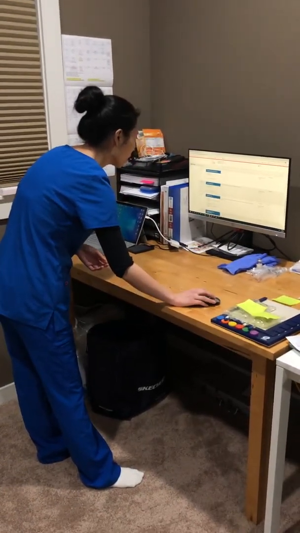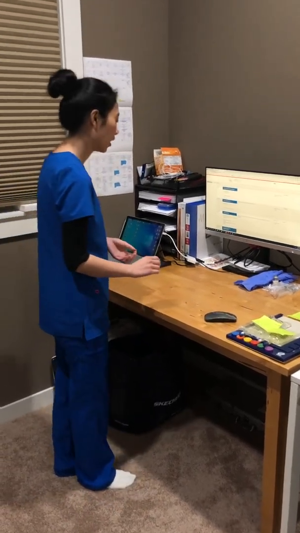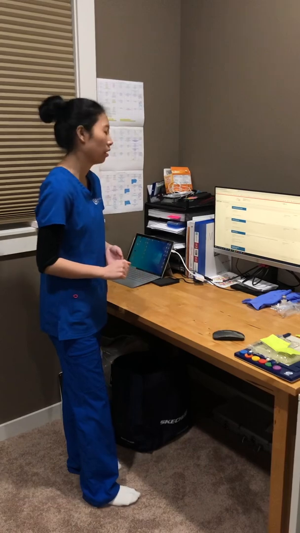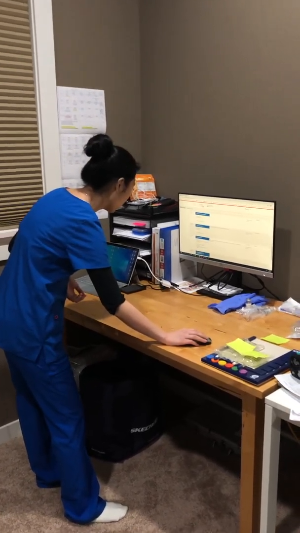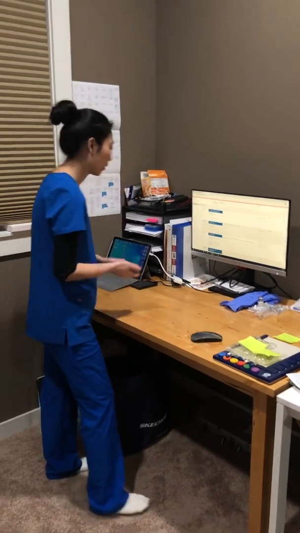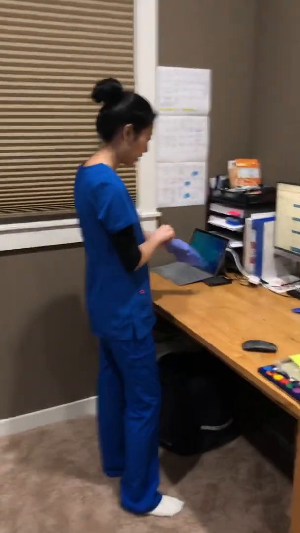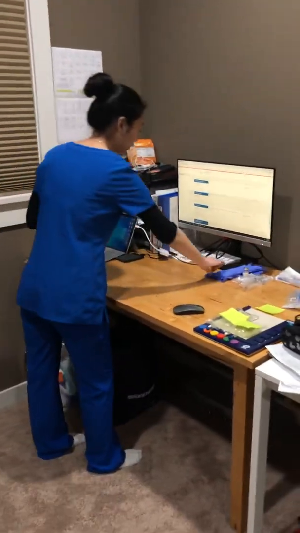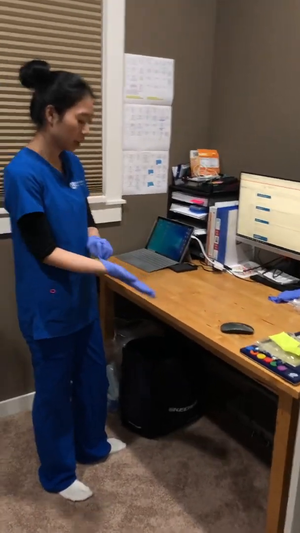Since she has a history of nausea and vomiting using the cefazolin, the doctor ordered her ondansetron, the Zofran, 4 milligrams. Okay, then I'm going to perform hand hygiene again. Gloves. I'm going to prepare the ondansetron.